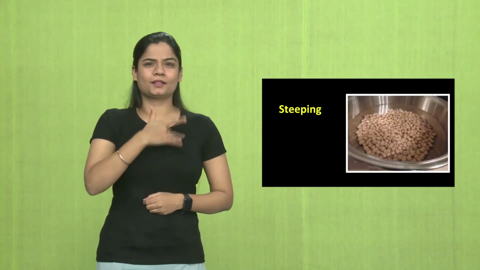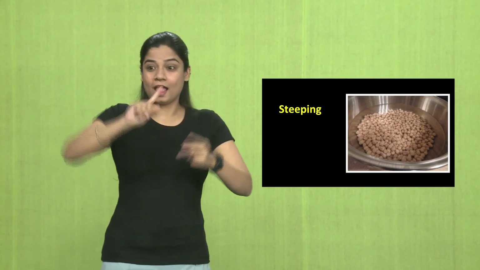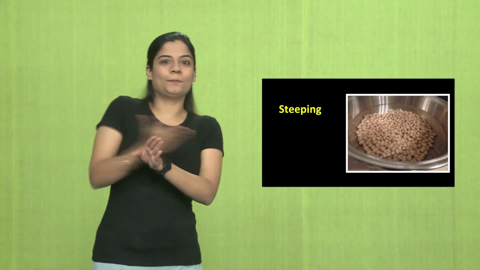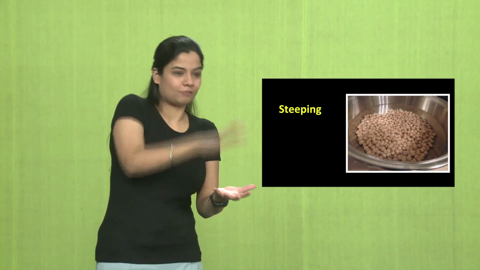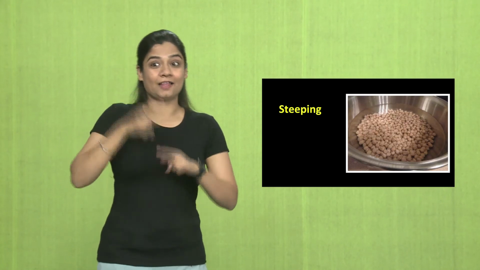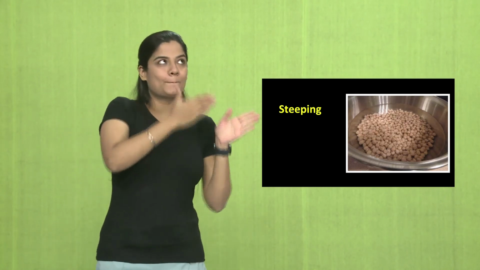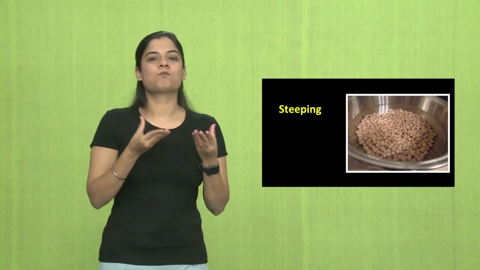Steeping. When we have to cook chole or rajma for the next day, we have to soak it in water for a longer or a shorter duration. Usually at night we soak it and then in the morning we cook it. If we are able to steep it, then we are able to reduce the cooking time and it's much tastier.